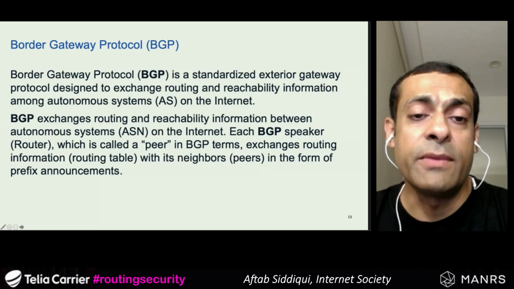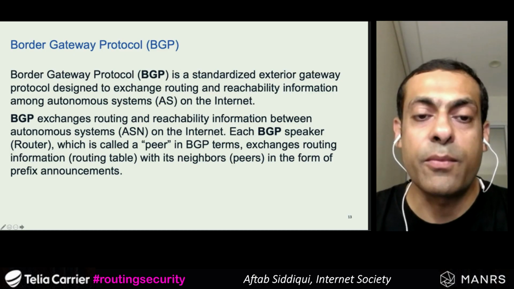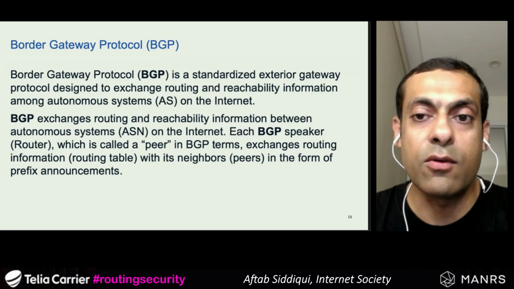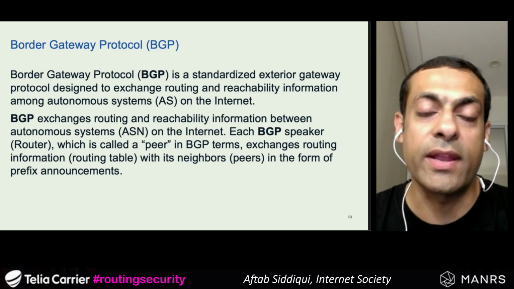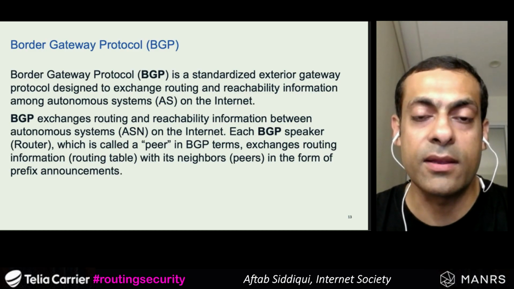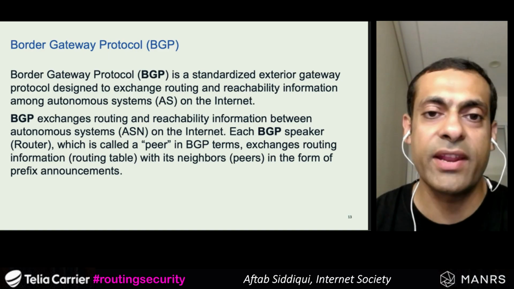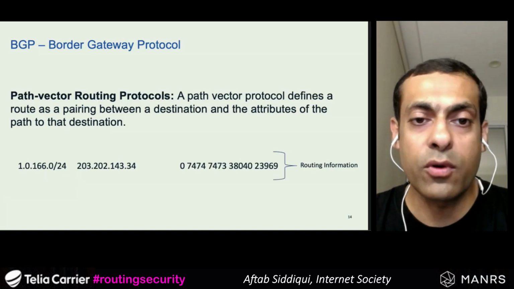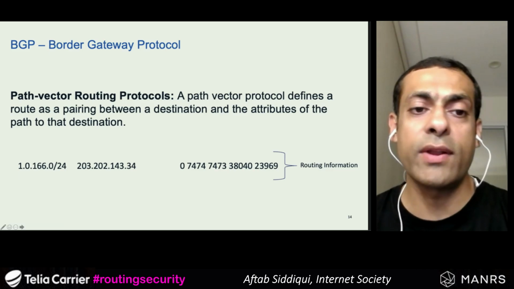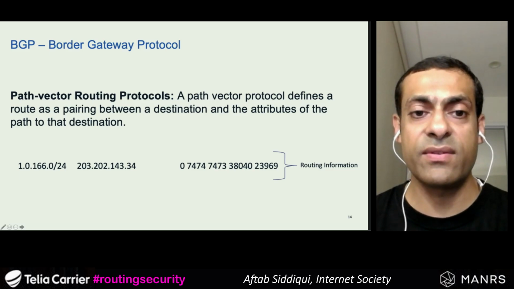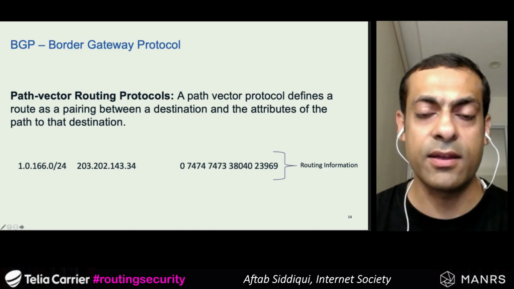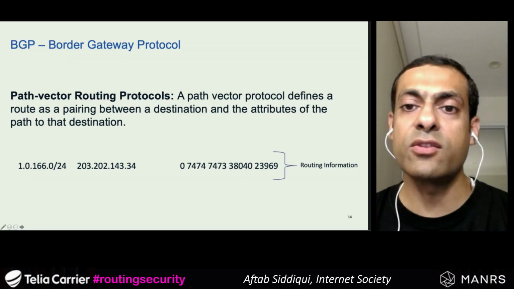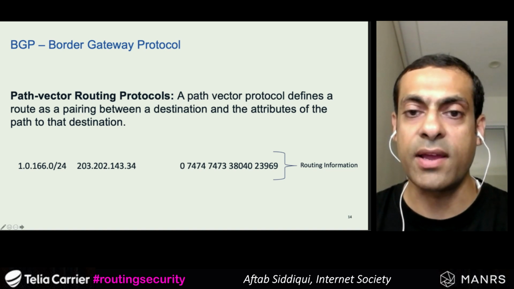Right, again, BGP. BGP is termed as the protocol of the internet, because it is the only protocol we are using at the moment to connect to the internet for sharing routing information. It's a path vector protocol. It defines the route as a pairing between destination and the attributes of the path to that destination. There are multiple attributes. We will be discussing those attributes in a short time.